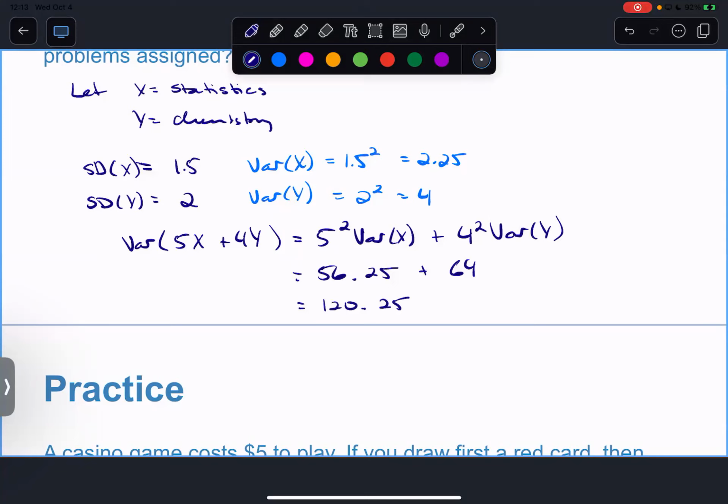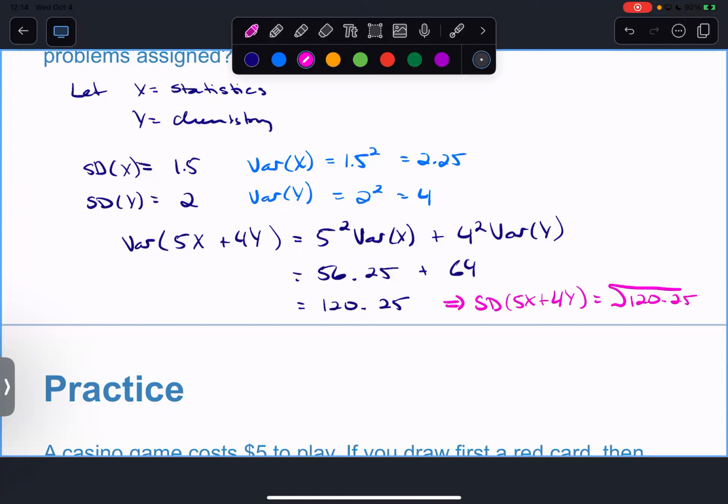Usually this is where I get messages, I found the variance, it's saying it's wrong. Well, did you square it or square root it? The standard deviation of 5x plus 4y is the square root of 120.25. And do I have it?